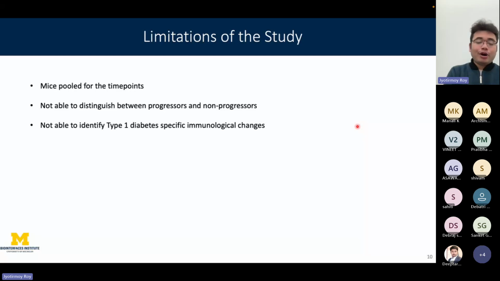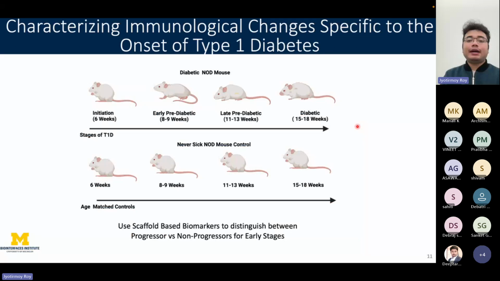which can predict the onset of diabetes as early as 6 weeks. We want to use these biomarkers to identify mice early enough: this mouse is going to become diabetic as we go along, and this one is not. So we extract the pancreas from both of them and do single cell RNA sequencing on both separately, and then compare control versus progressor to identify immunological changes which are very specific to the onset of T1D. And that's exactly what we are currently doing.